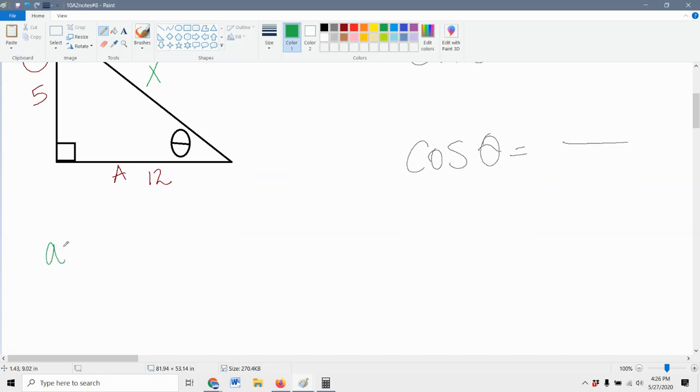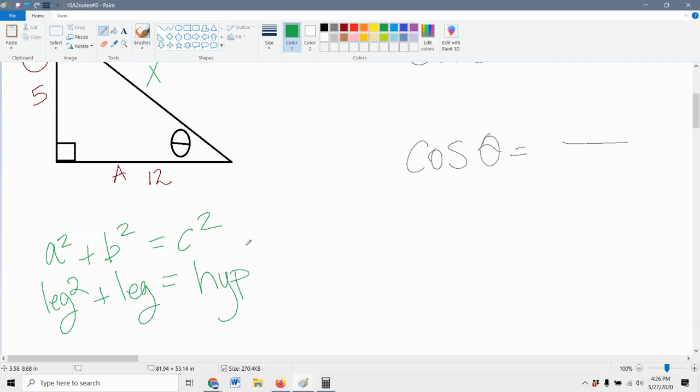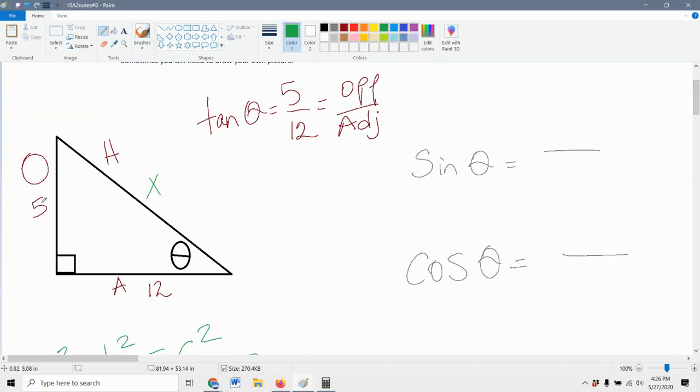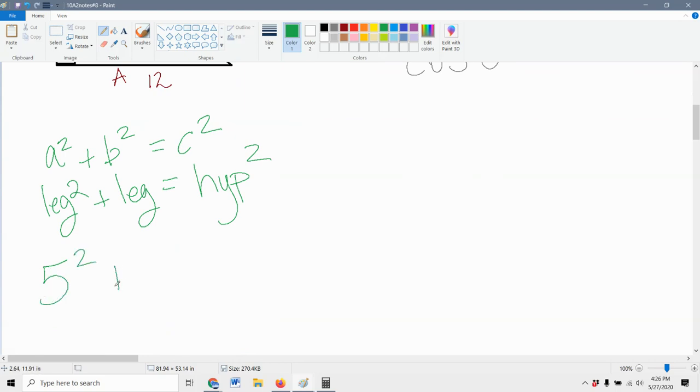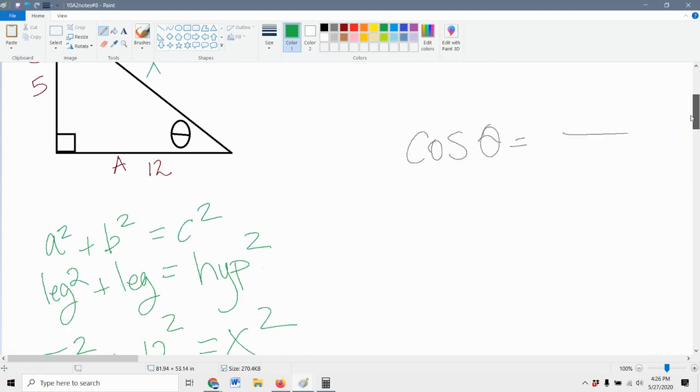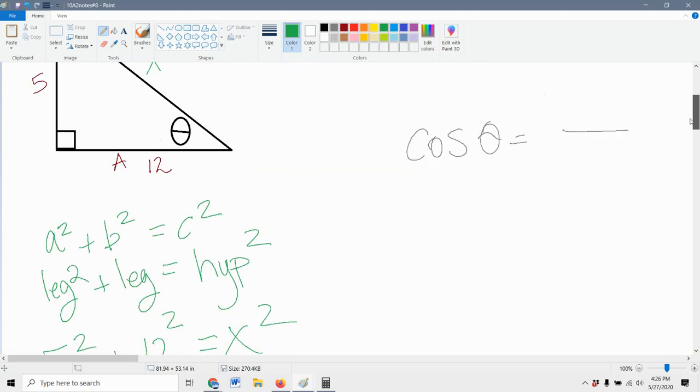So we're going to use our handy dandy a squared plus b squared equals c squared, or leg squared plus leg squared equals hypotenuse squared. Then we'll substitute what we know. Of course, these are our legs. The sides that make up our right angle are our legs. So we know that we have 5 and 12 for the lengths of our legs. And then we don't know what our hypotenuse is. So we are going to take 5 squared plus 12 squared equals x squared. All right, that's just filling in those sides that we know from our triangle.